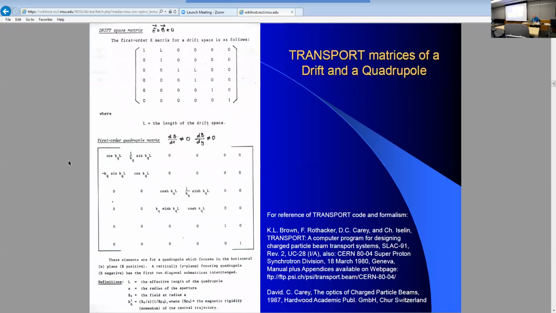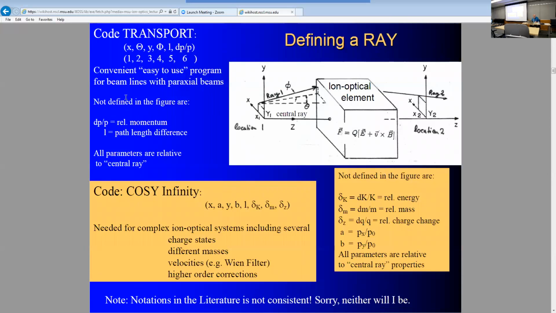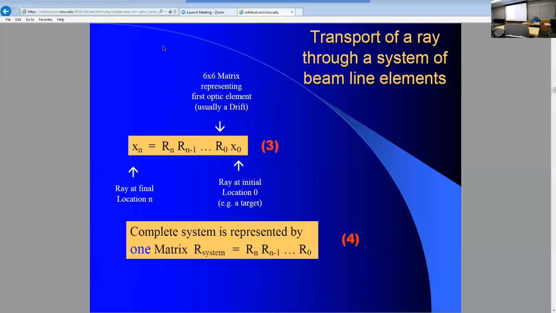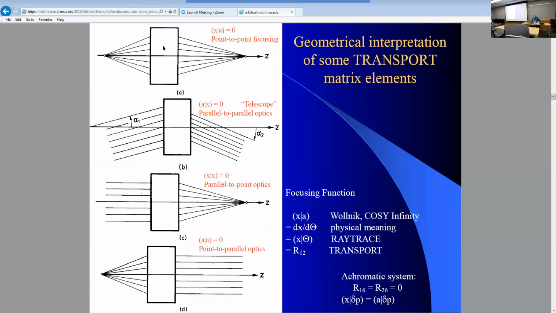It comes from here. Transport calls it 1, 2, 3, 4, 5, 6. The physical meaning is more like X, theta, horizontal angle, Y, theta. But Volnik and the code, they use XA, YB, L, etc.